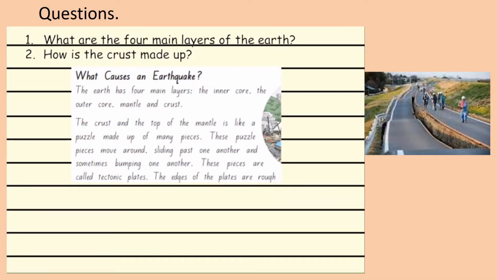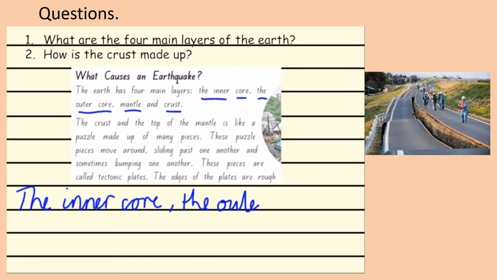Right, what are the 4 main layers of the Earth made up of? Okay, so they are the inner core, the outer core, mantle and crust. You probably remember this from when we were learning about volcanoes.